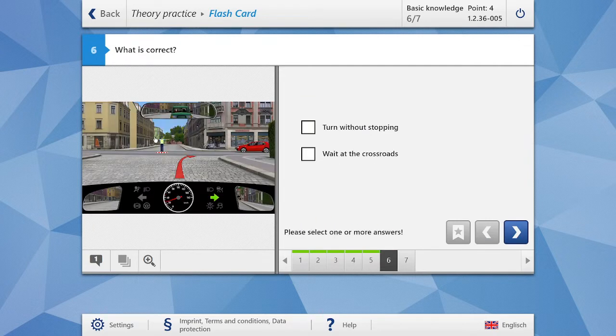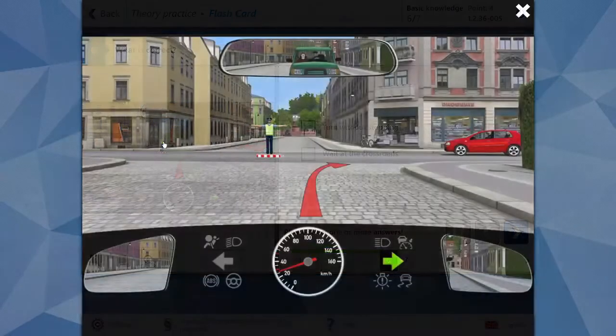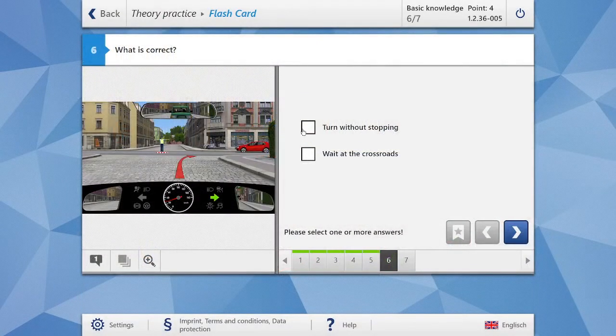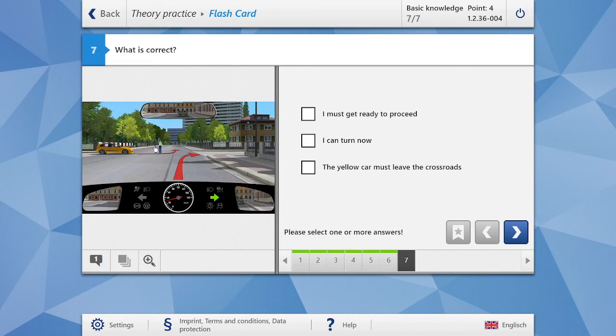Next. Okay, what is correct? Let's zoom the picture. You can see that the traffic police is towards you, right? Now let's go through the questions. Turn without stopping? No. Wait at the crossroads? Yes. Okay, next. That's correct. Let's look at the last question.